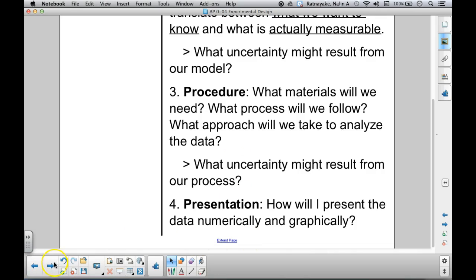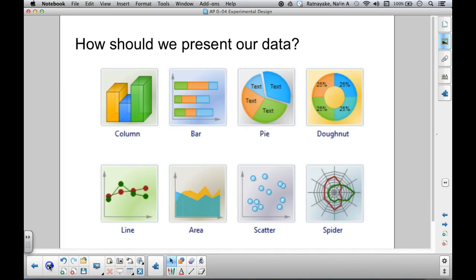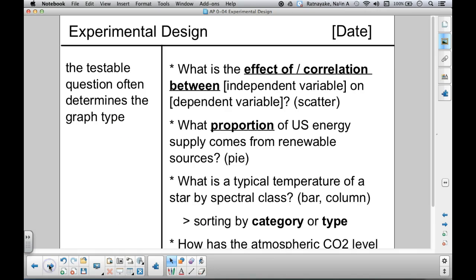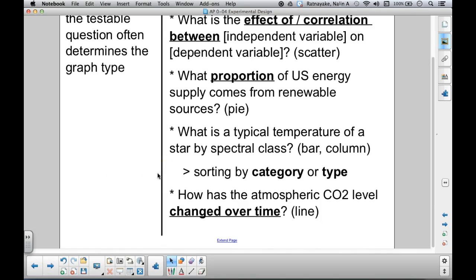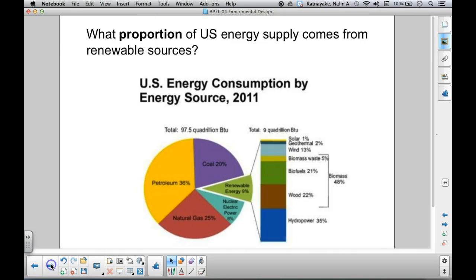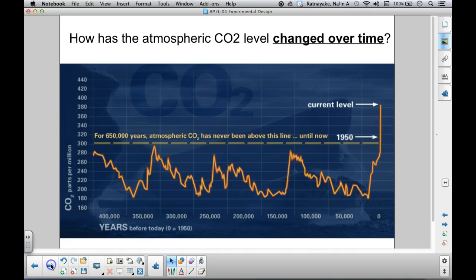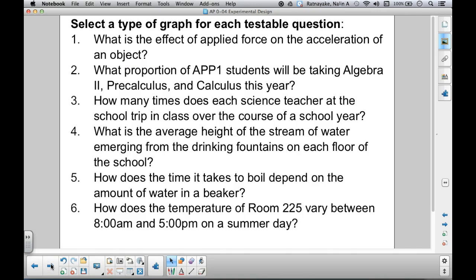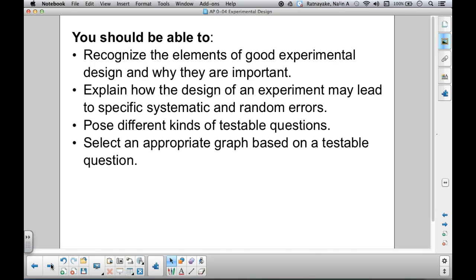Practice making a procedure. How would you actually go find out the answer to your testable question? And then practice choosing a way to present your data. Are you going to choose a scatter plot? Are you going to choose a bar graph or column graph? Are you going to choose a pie chart or a line graph based on your testable question? There are an infinite number of testable questions that you could ask, which is why science is so rich and complex and ongoing. So go out there and practice.